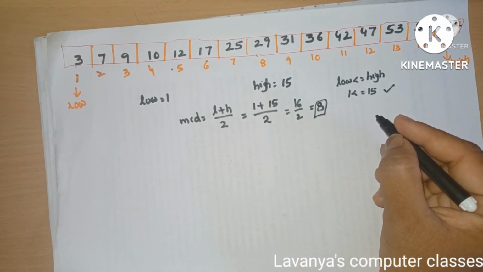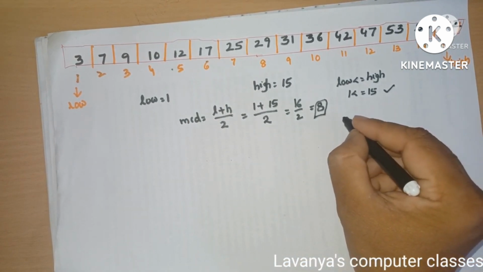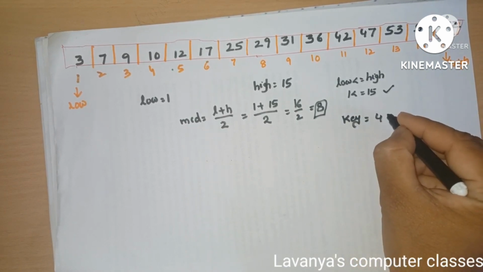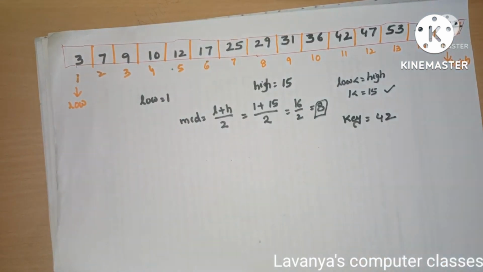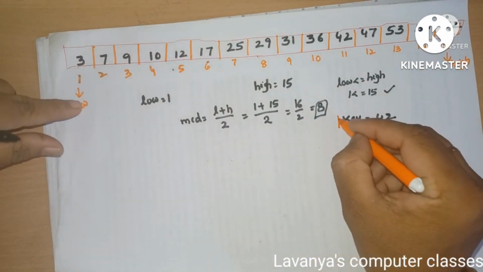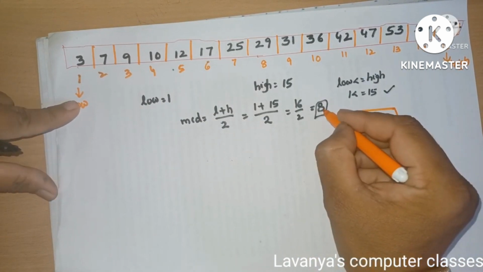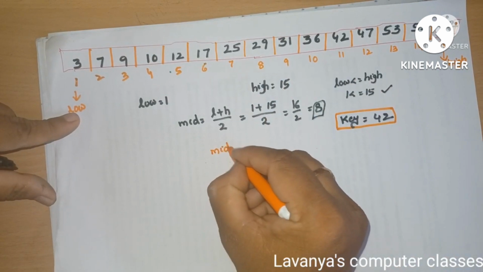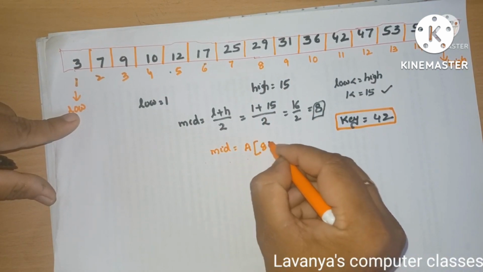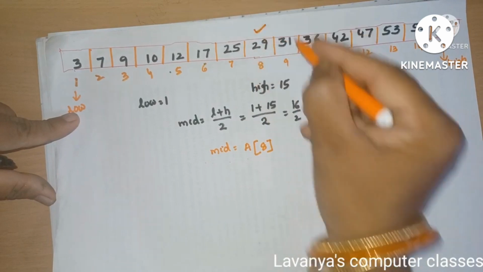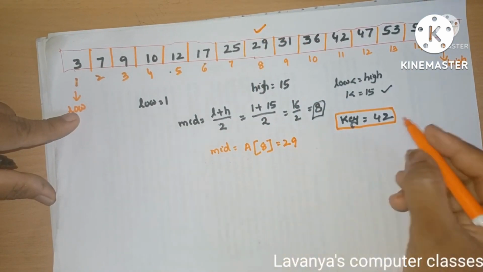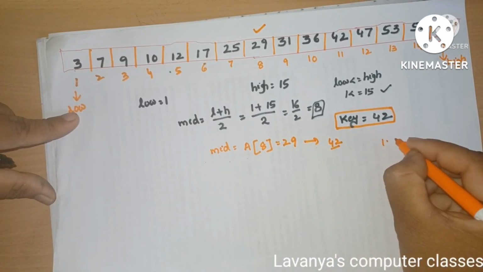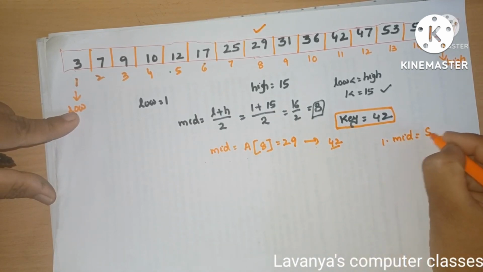Now we go for the search element, which is also known as the key element. Which element do you want to find? For example, we think it is 42. The key element is 42, so the search element is 42. What is our middle element? The 8th position. So check it: A of 8, the 8th position, which element is there? 29. What is your search element? The search element is 42.